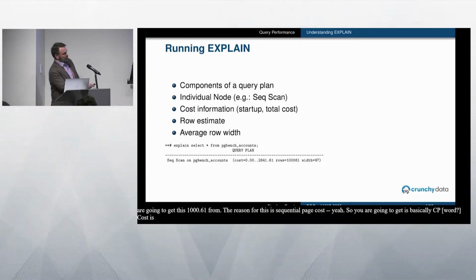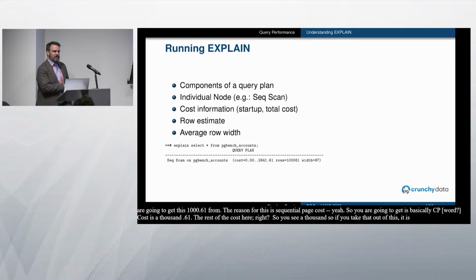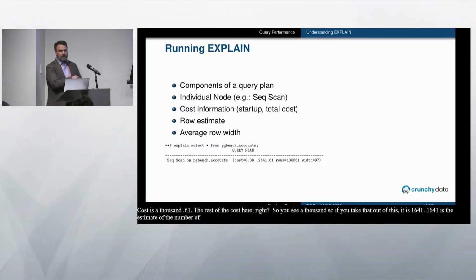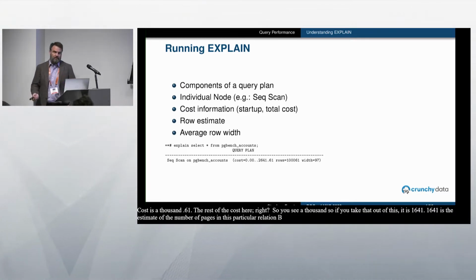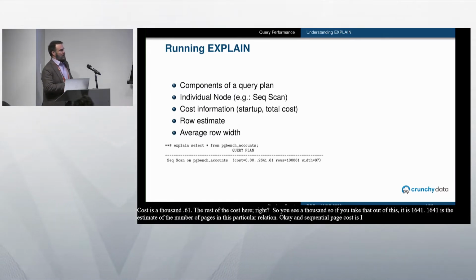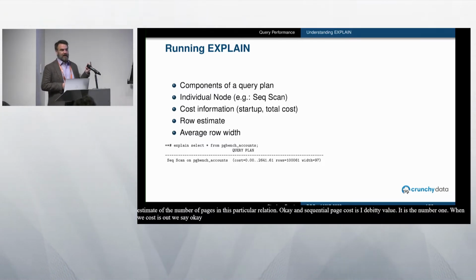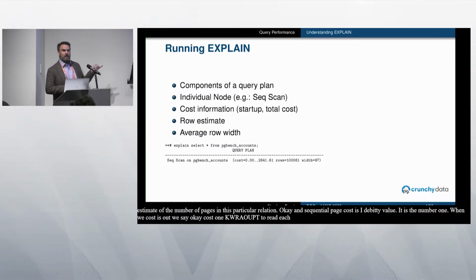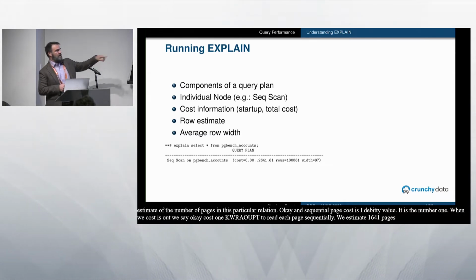The rest of the cost here: you see 2641.61, so if we take the 1000.61 out of this, then it's 1641. 1641 is the estimate of the number of pages in this particular relation. And sequential page cost is the identity value 1, it's the number 1. So when we cost this out, we say it costs 1 unit to read each page sequentially. We estimate 1,641 pages, and then CPU tuple cost is 0.001, and we're going to multiply that times our row estimate.